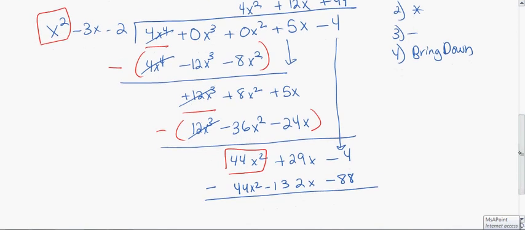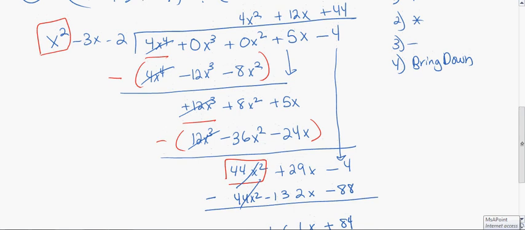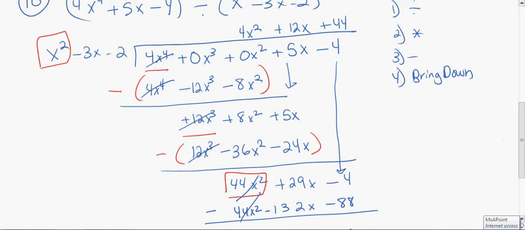Go ahead and subtract. So my 44x squareds are gone. 29 minus a negative 132, that's going to be a positive 161x. And negative 4 plus 88, because it's negative 4 minus a negative 88. So negative 4 plus 88 is a positive 84. And now I know that there are no more terms to bring down, so I know that I'm at my end. And I'm going to write that remainder as a crazy fraction, but here we go.